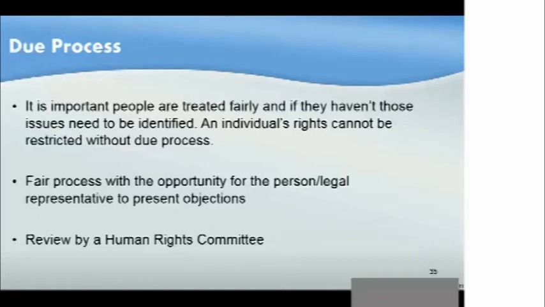We also included some training on due process. It's important that people are treated fairly, and if they haven't been, those issues need to be identified. An individual's rights cannot be restricted without due process. Due process is a fair process with the opportunity for the person or legal representative to present objections to that restriction. And, of course, a review by a Human Rights Committee.